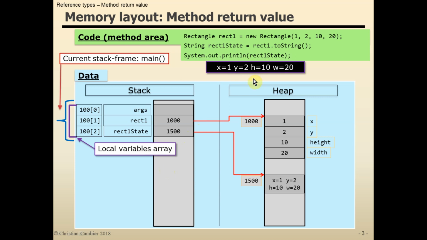So to resume, whenever a method returns a reference type, what is returned to the caller is the address of an object. I hope you have a better understanding now about methods that return a variable of a reference type.